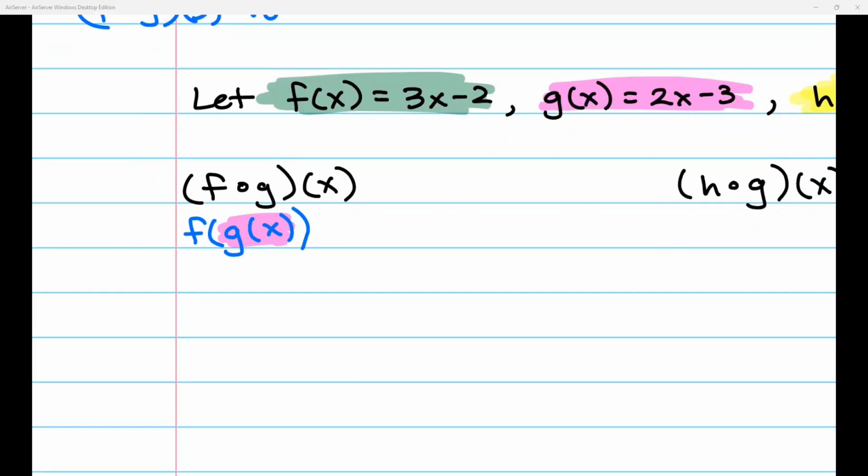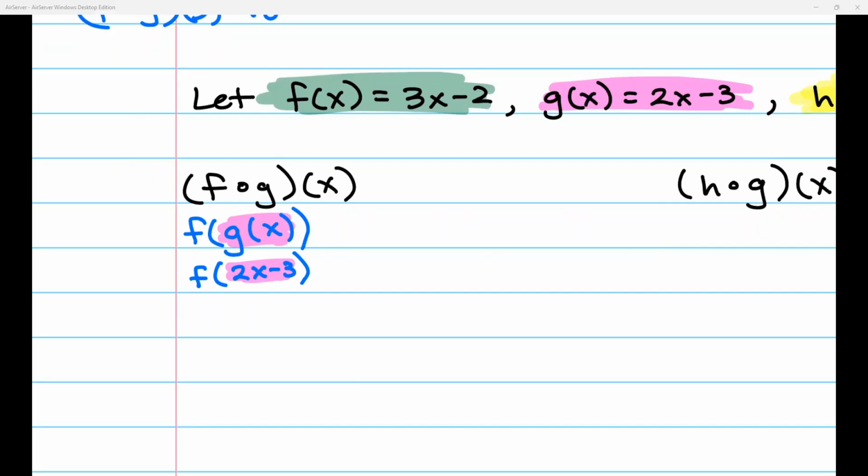So instead of writing f of g of x, I'm going to write f of, what did we say g of x was? We said that g of x was 2x minus 3. All I did was replace it with the pink portion. I know that g of x is the same thing as 2x minus 3. I substituted it, okay? That part, for the most part, students are okay with. They usually don't have a problem with that. Where they do have a problem is this next part right here.